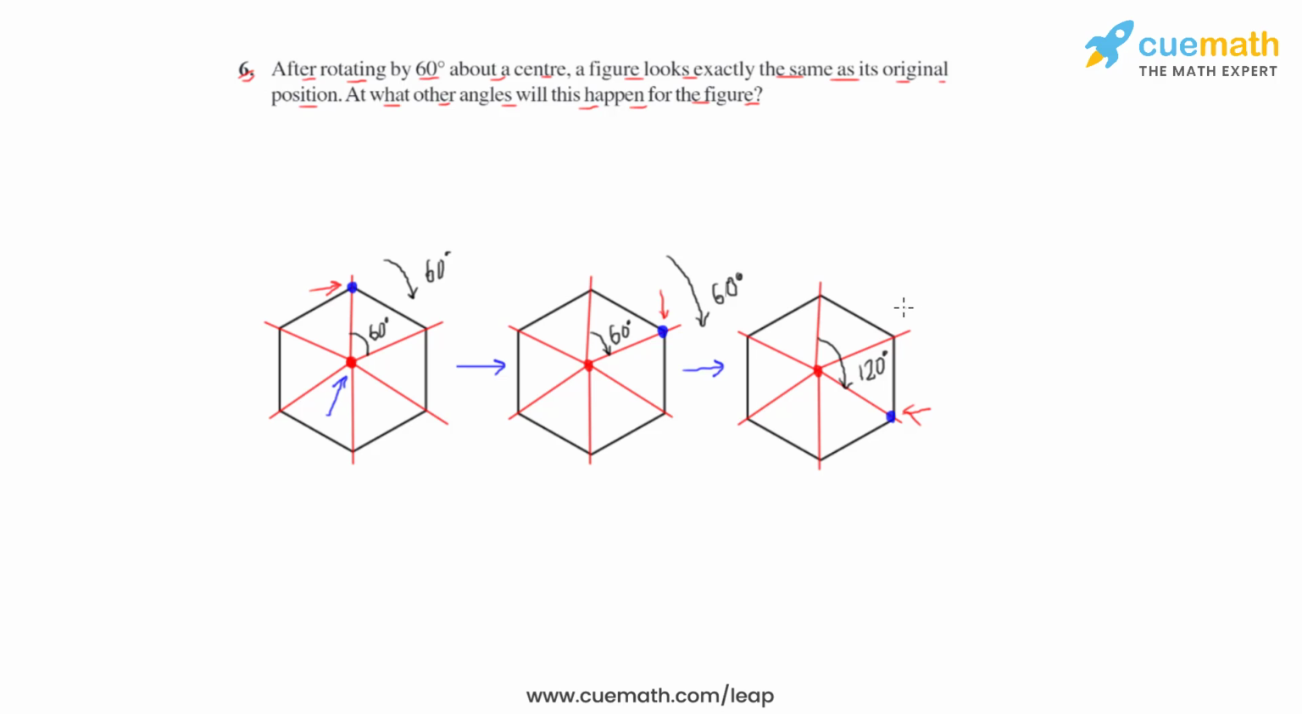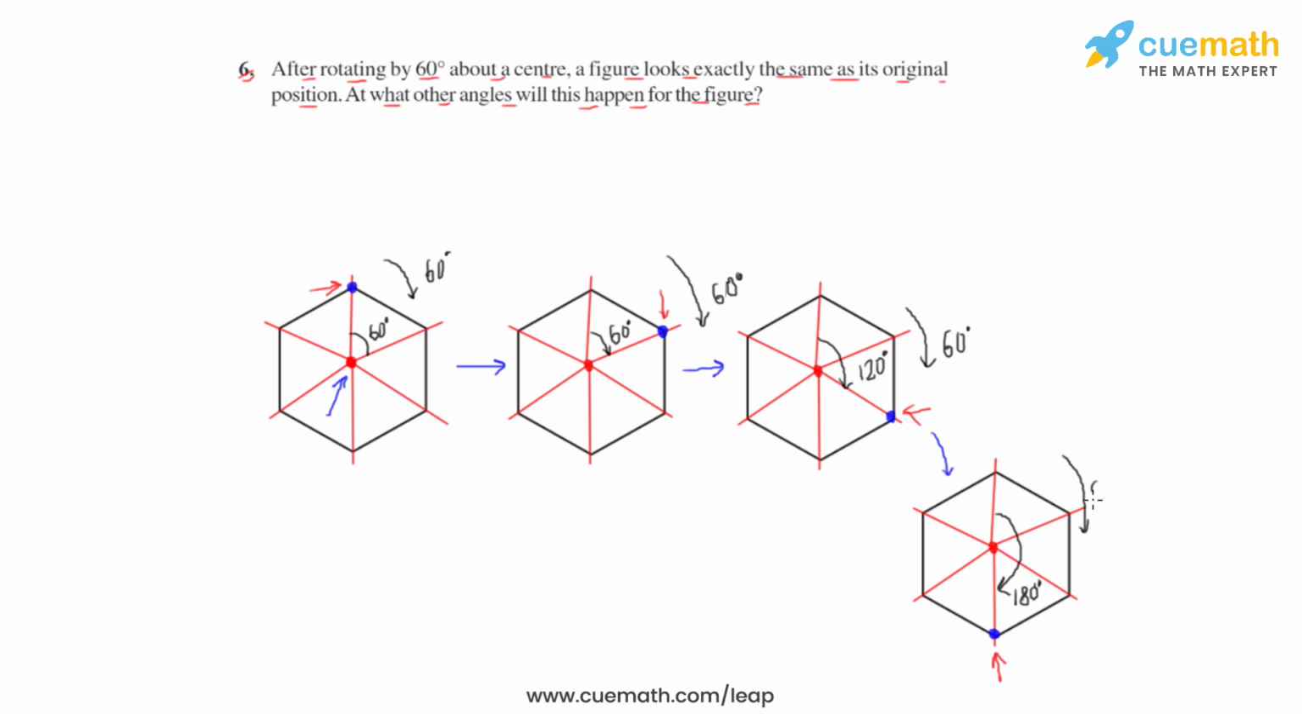Now again, if we rotate this figure by 60 degrees, which is the same angle from its last position, we'll get to this figure, and this next figure will give us a new position of the blue dot, which is this one, and this is going to give us a rotation of a total of 180 degrees from the initial figure. But this figure also is exactly the same as the initial figure.